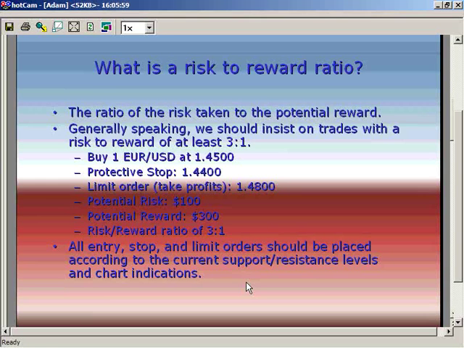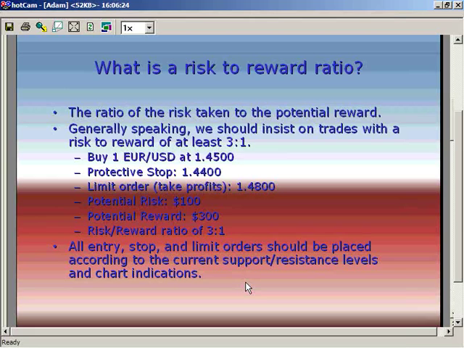Now, how do we determine where to place our limit order, where to get in, where to place our stop order? These questions are all answered by looking at the charts. We draw support, we draw resistance. I want to buy just above supports. I want to sell short just below resistance, always keeping in mind the overall trend: trade with the trend. Place your stops below support, place your stops above resistance, and the entry really helps us get a better risk-reward ratio.